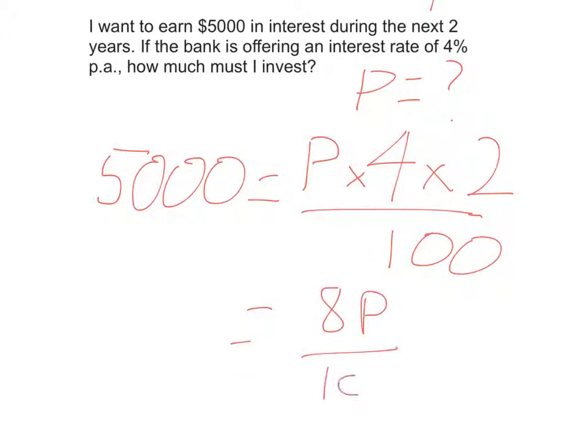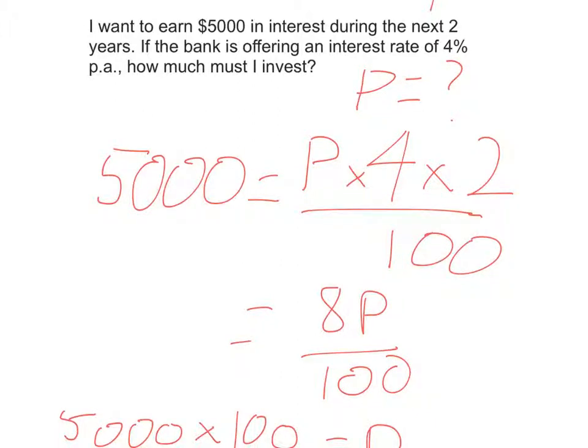So as you know, this is just a linear equation. To get P by itself, we undo what's already been done to P. So P has been times by 8 and then divided by 100. So what we do is we take the 5,000 and then to undo it, we times that by 100 and then divide by 8. And that will give us P. Using your calculator, you just get that equals 62,500.